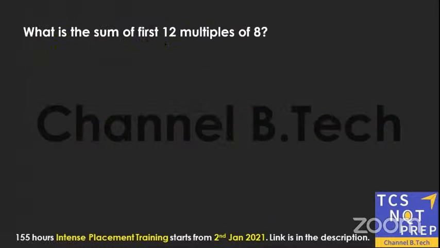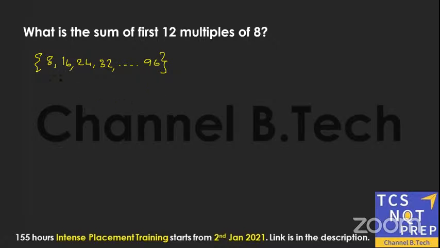What is the sum of first 12 multiples of 8? When they ask first 12 multiples of 8, what do you get? It will be a series of 8, 16, 24, 32, and the 12th multiple of 8 is 96, right?